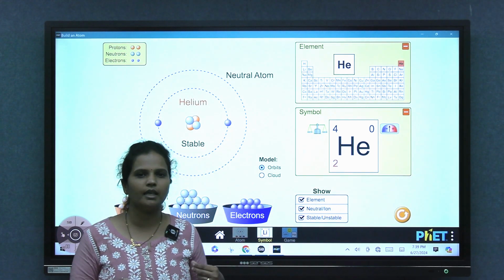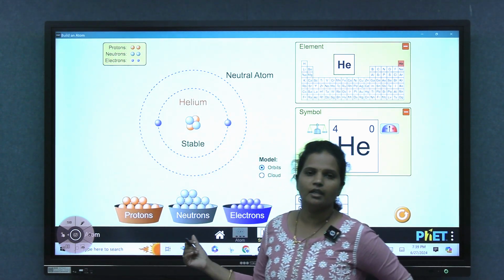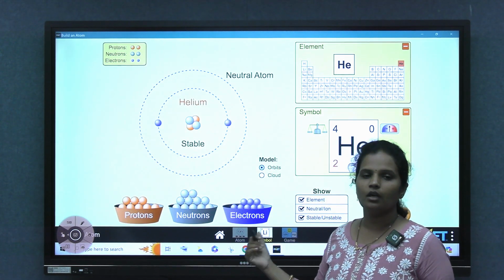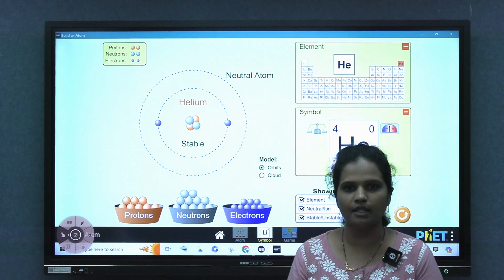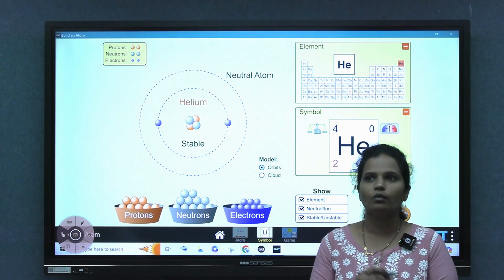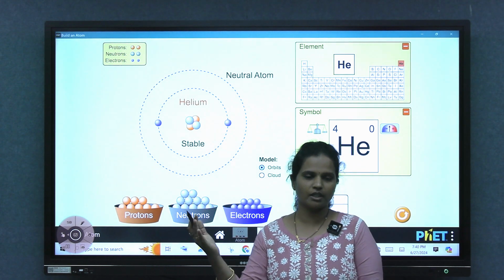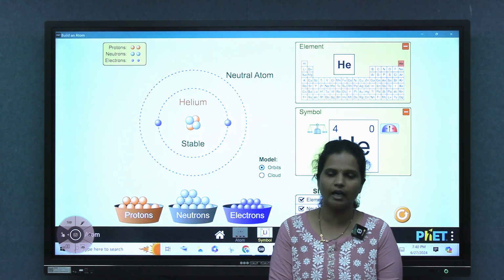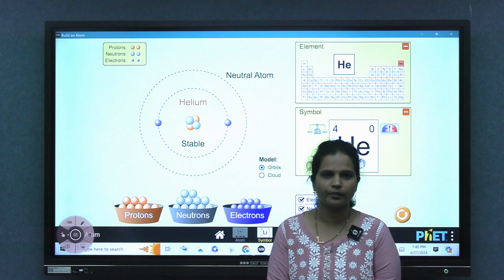So this is the basic introduction of the atom. In the next class, I am going to teach what valency is, how we get charge, what the outermost shell is, and which one is the inner shell. That I am going to explain in the next class.